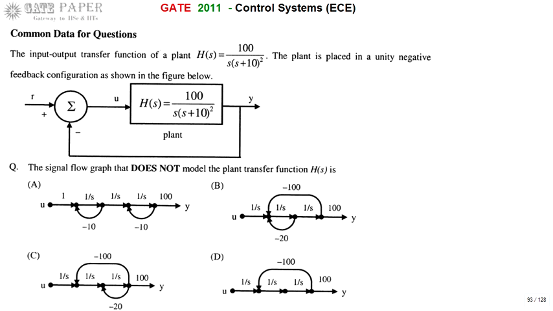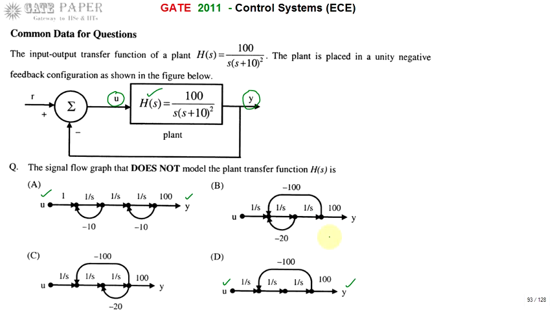Even though it has given a closed loop system, the signal flow graph is related to H(s) only. It is not related to the entire closed loop system. You can observe that the output is y and the input is u. So everywhere the signal flow graph is between y and u only. Which signal flow graph is not representing H(s), you need to find out.